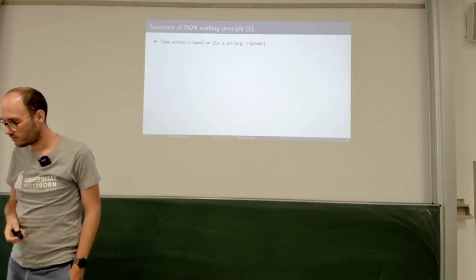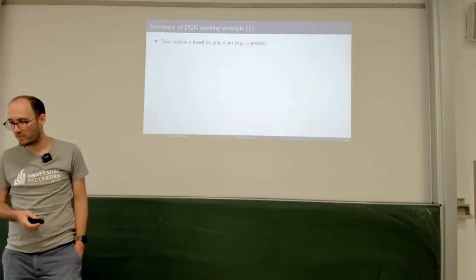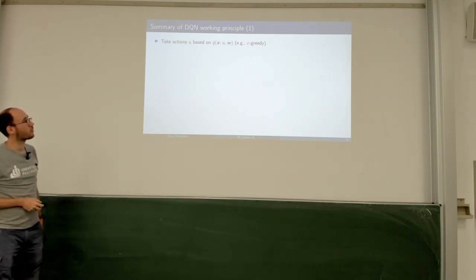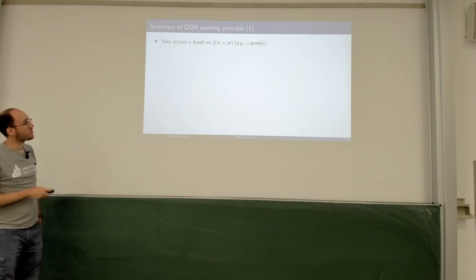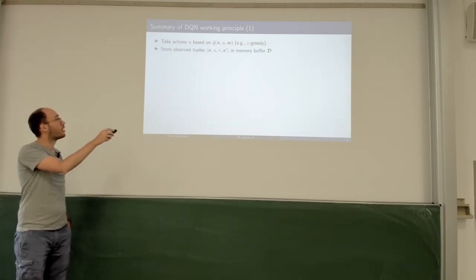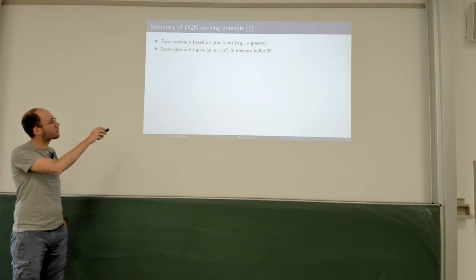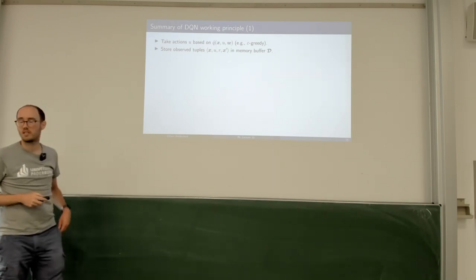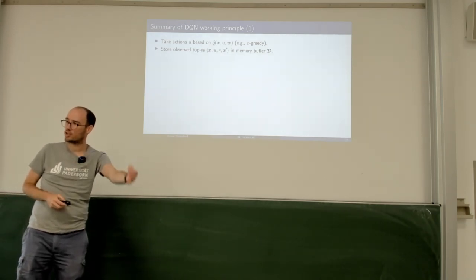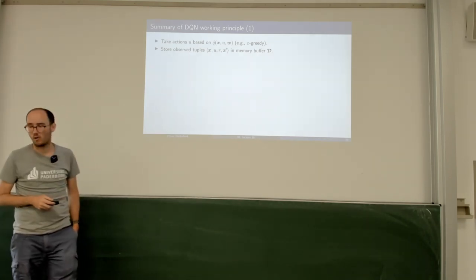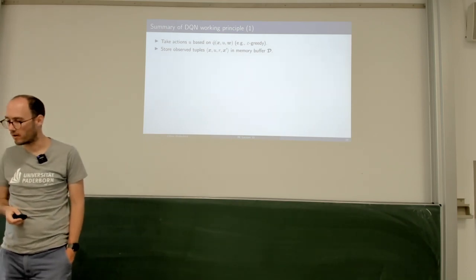Okay. So let's summarize what we have discussed so far, the working principle of DQN. We will have a big or potentially big network, which is used in order to take actions. These actions can also be improved over time, for example, using epsilon greedy. By applying these actions to our environment, we get observed tuples of state, next state, actions, and rewards. And as we are using an experience replay buffer, a tuple which we receive from a single state transition, from a single action applied and observing the reaction of the plant, is stored in our experience replay buffer, or sometimes just called memory buffer.